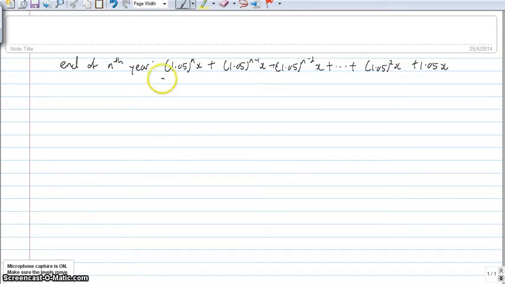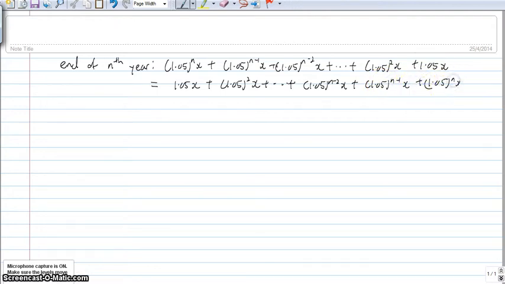So let's continue. At the end of the nth year, I already deduced that I will have a sum like this. So now, if I just rewrite this as 1.05x plus 1.05 squared x plus ... plus 1.05^(n-2) x plus 1.05^(n-1) x plus 1.05^n x, you can see that it's the same thing. I'm just switching the order because we are always used to the smaller terms on the left, right?